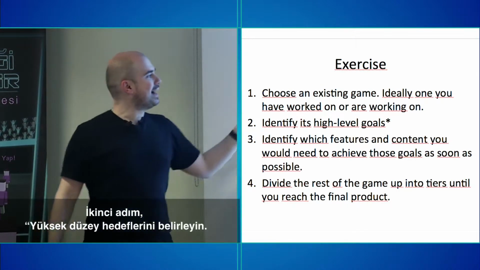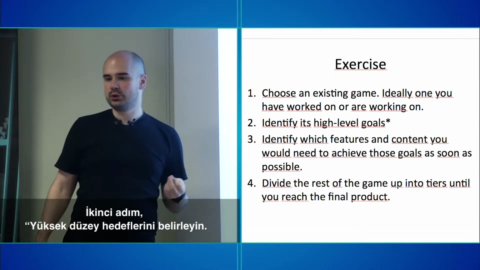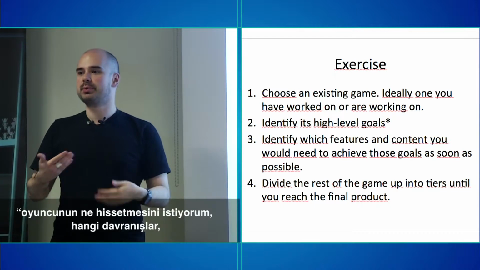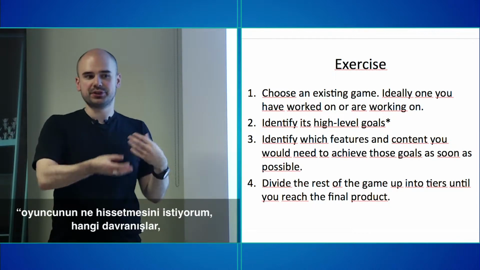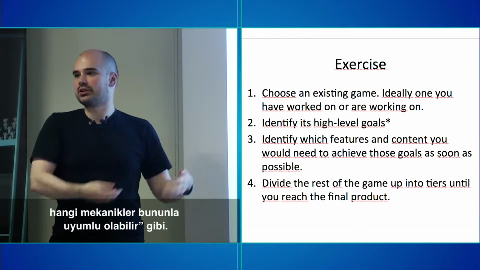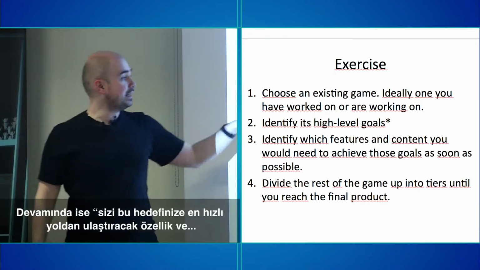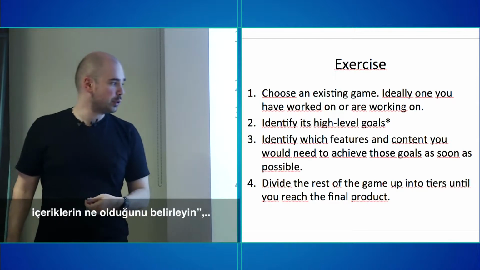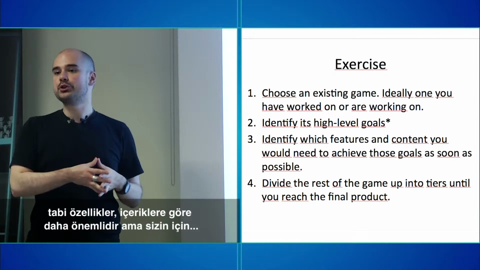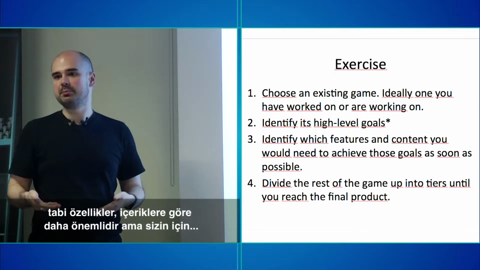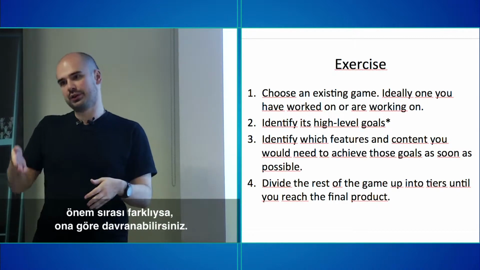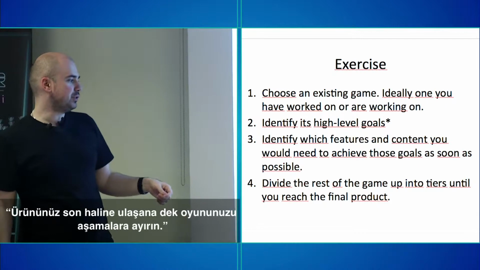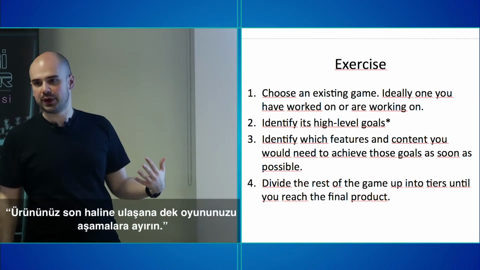Number 2, identify its high-level goals. So this is where you apply your MDA. What do I want the player to feel? What behavior is consistent with that? What mechanics are consistent with that? Then identify the features and content that you would need to achieve these goals as soon as possible. Features, of course, more important than content, but if some sort of content is super important, then of course put that in there. And then you divide the rest of the game into tiers until you reach the final product.